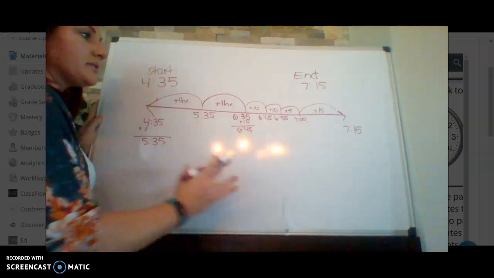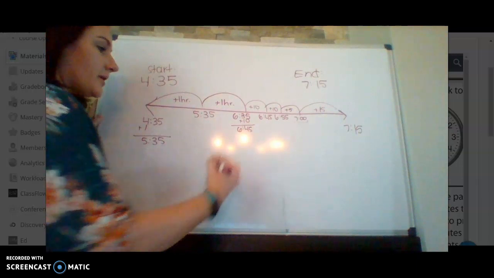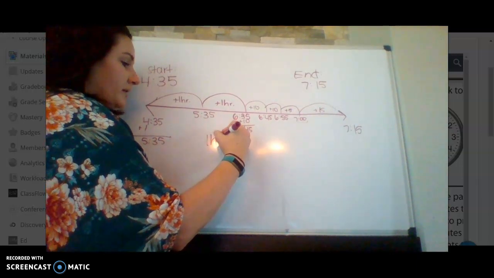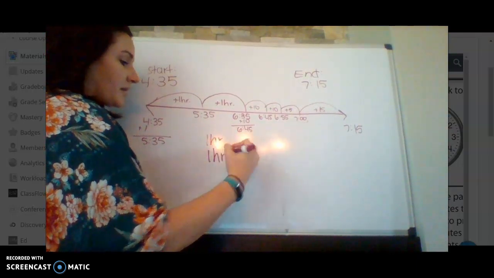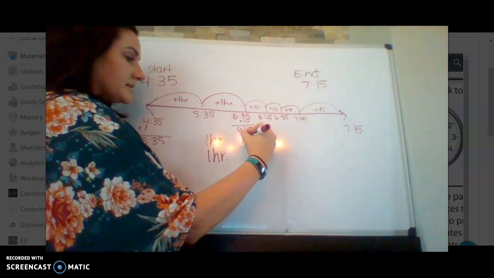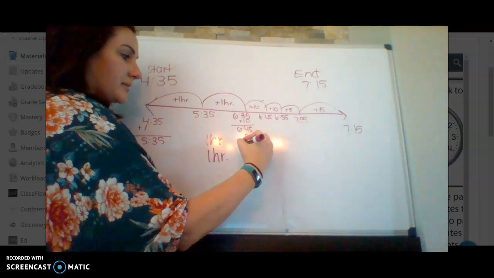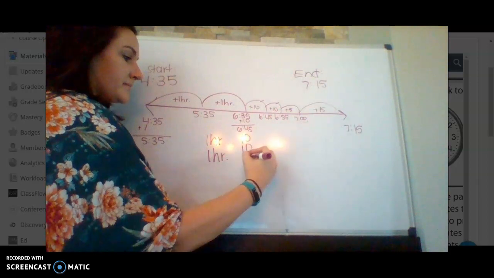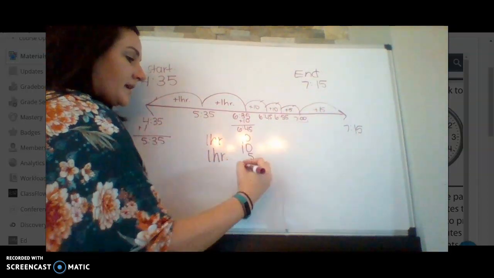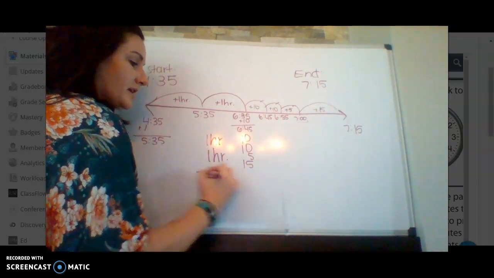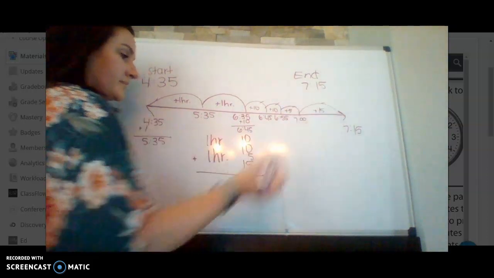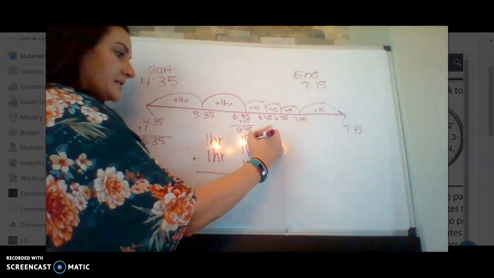Remember, keeping your hours and your minutes separate. So we have 1 hour plus 1 hour, and then we have our minutes. So I have 10. I'm just going to check them off that I used it. 10, 5, and 15, making sure that you're lining those up. All right, so I'm going to start with my minutes here first.